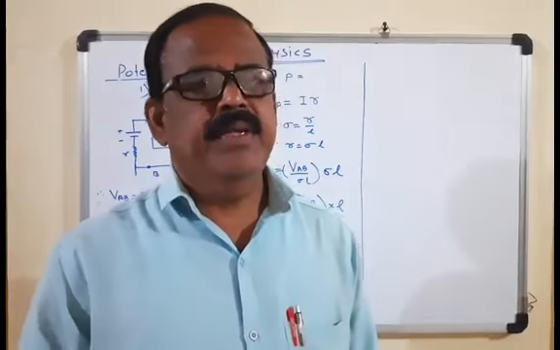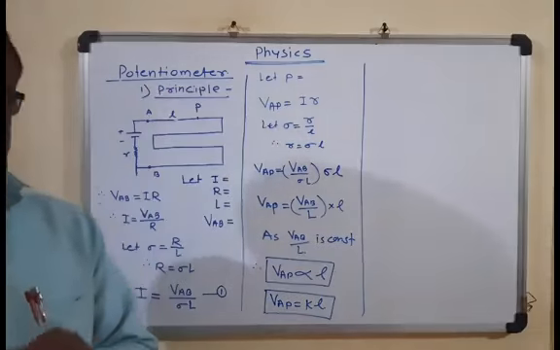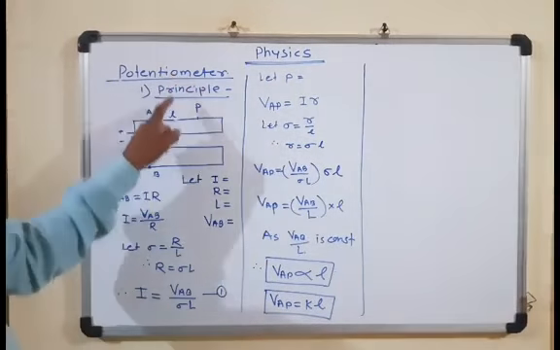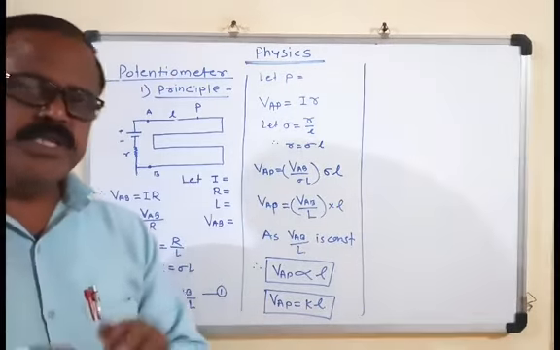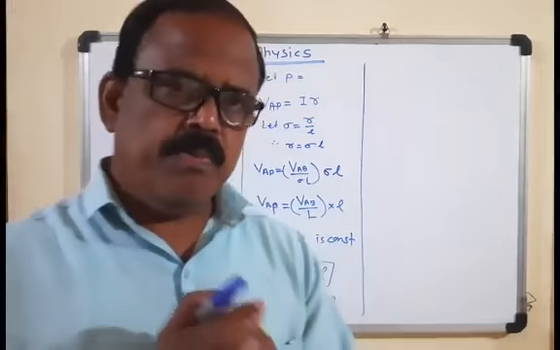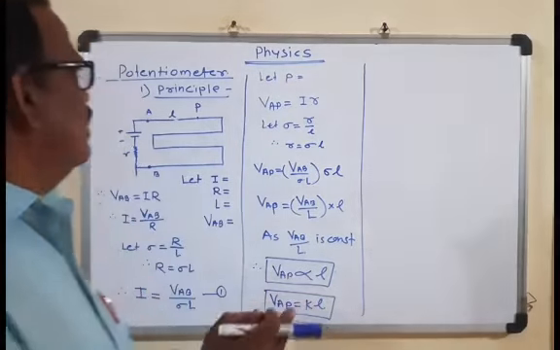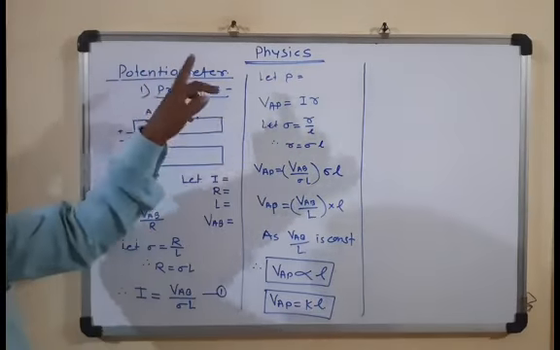Hello everyone. Today we are going to learn about the potentiometer. A potentiometer is an instrument which is used for measurement of potential difference. The potential difference between two points can be accurately measured with the help of a potentiometer.